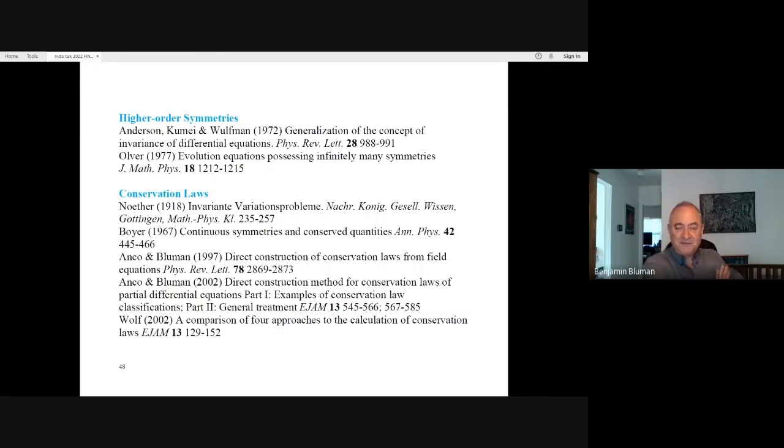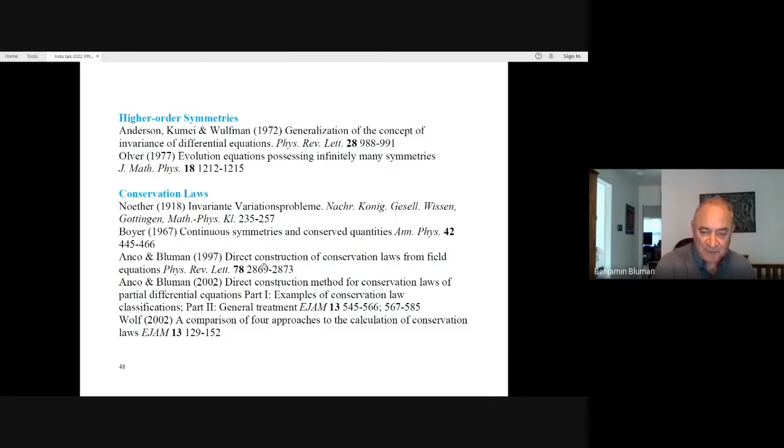Higher order symmetries, as I mentioned, were implicitly mentioned in Noether's work, but Kumei wrote this paper. So the work is really due to Kumei, a generalization to these higher order symmetries in Physical Review Letters in 1972, and a very good paper on this is Peter Olver's paper in 1977. This is a fantastic paper. Then there's a classic paper by Emmy Noether, which has been translated, from 1918.